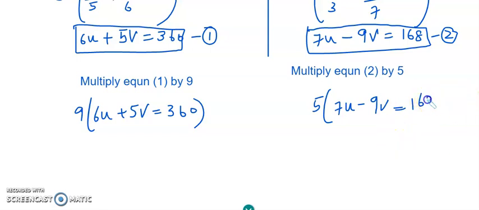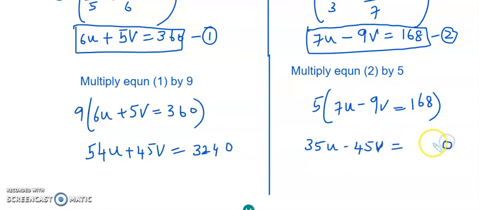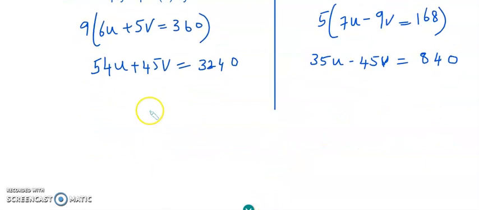So you can see how lengthy the question is. It takes time to solve it. Okay, so that's why I'm keeping both the equations side by side. So it's easy to compare. So this will be 54u plus 45v equals 3240. Okay, so this is my equation. Now on the right side, it will be 35u minus 45v equals, I think it should be 840. So we got the equations, right? So we are going to add them. So we'll say add them.